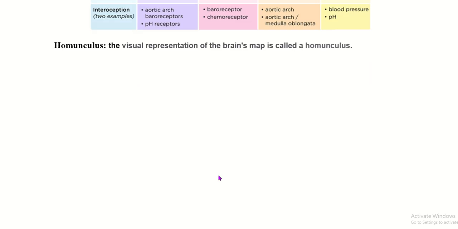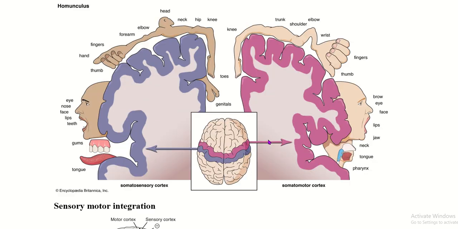Now, homunculus. Homunculus means little man or little person. It is the visual representation of the brain map. So, this is the cerebrum, the superolateral surface, and this is the central sulcus, and this is the postcentral gyrus, this is the precentral gyrus. The postcentral gyrus is the primary sensory area, area number 3, 1, 2, and our little representation of the body is like this, upside down. This is the sensory homunculus.